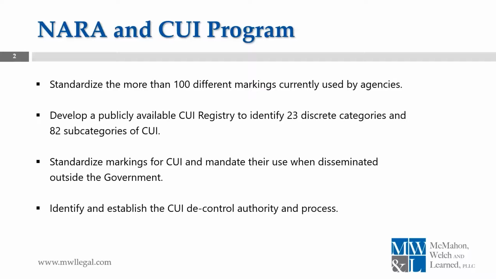What is controlled unclassified information? The Controlled Unclassified Information Program is set up by NARA, and it was set up by executive order under Obama. That is the only agency that is designed and set forth to control and monitor the CUI markings. Their goal was to standardize the more than 100 different markings currently used by agencies. It was to develop the publicly available CUI Registry, which we will take a look at a little bit later. It was to standardize the markings for CUIs and mandate their use when disseminated outside the government, and to identify and establish the decontrol and authority and processes.